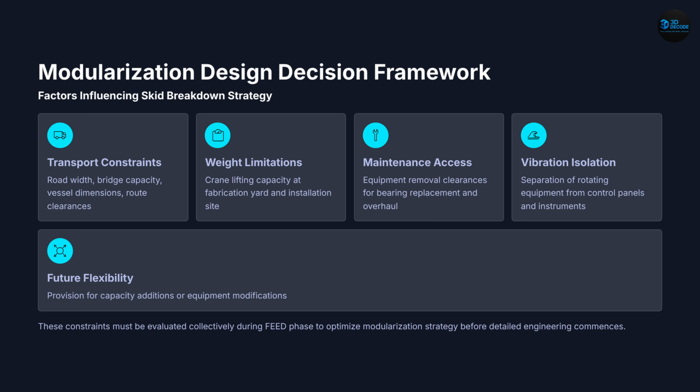Slide 10. Modularization decisions. Deciding how to split modules depends on several factors. Transport limitations such as road width and crane capacity must be considered. Weight limits, maintenance access, vibration isolation, and future expansion must also be evaluated. These decisions are typically made during the early design stage.